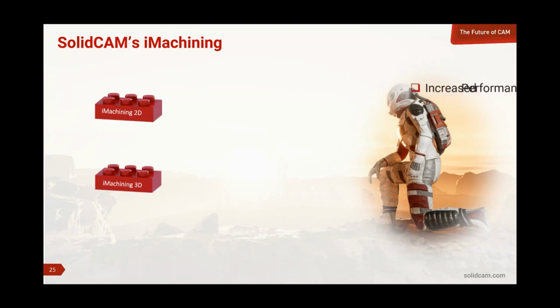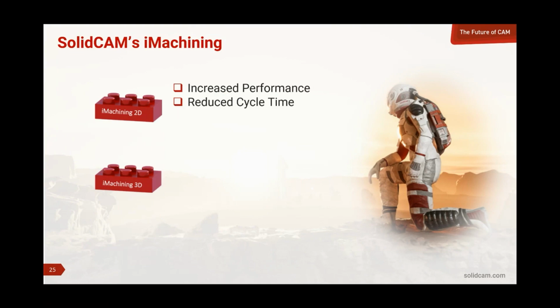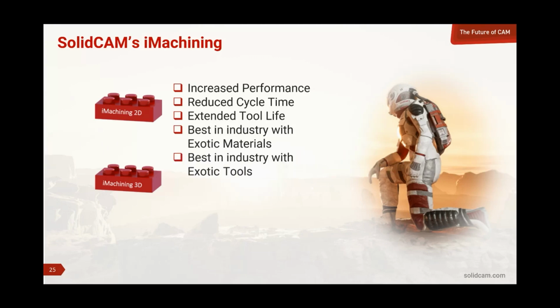Okay, so a quick little recap here. Increased performance with iMachining, reduced cycle times, sometimes dramatically reduced cycle times, extended tool life. This is really important because your tooling cost per part can come down substantially. Best in the industry with exotic materials. There's nobody else that can challenge what we can do when we're cutting exotic materials.